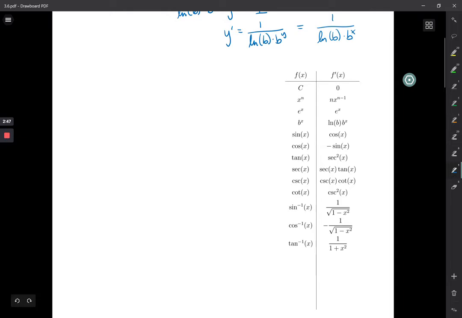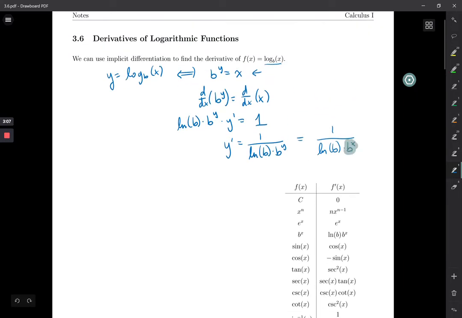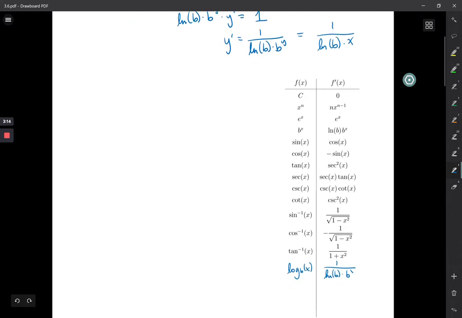So I'm going to go ahead and put that in our chart. So these are all the derivatives that we've learned so far, and then we have a new one, and this is natural log of b times b, oh sorry, I did this wrong. This shouldn't be b to the x, this should be x. Okay, so instead of b to the x, we get natural log of b times x.